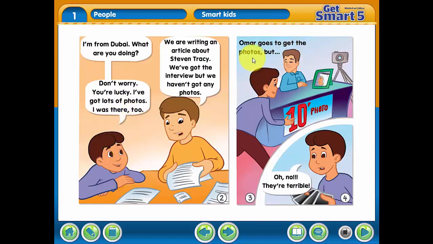عمر goes to get the photos, but راح عمر يجيب الصور اللي عنده. لكن في another problem، في مشكلة أخرى. What is it? Oh no, they are terrible. الصور هذه terrible يعني مريعة لا تصلح.